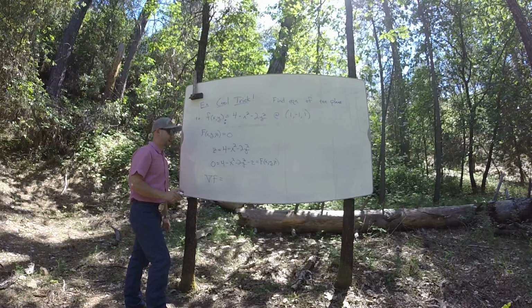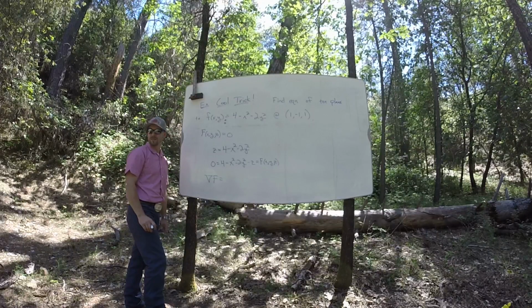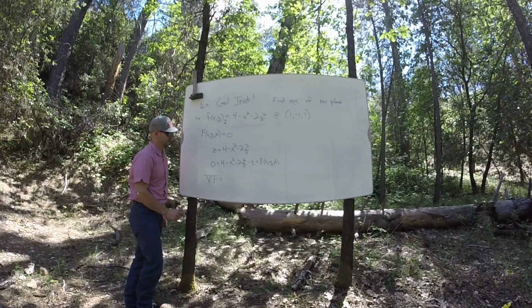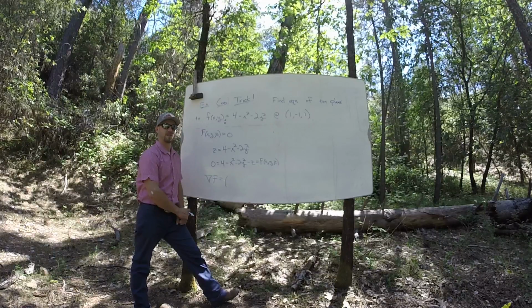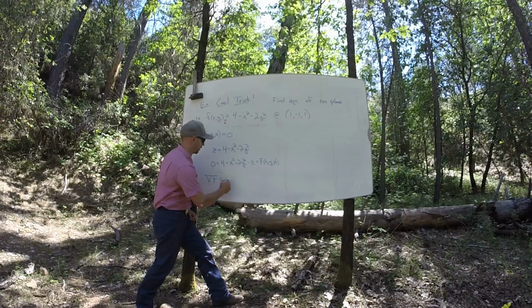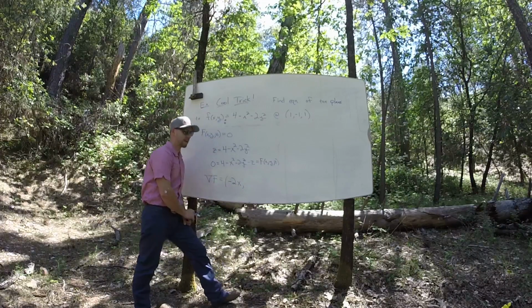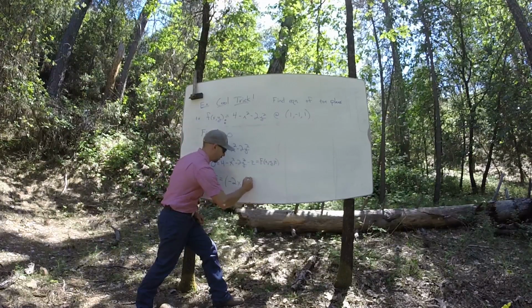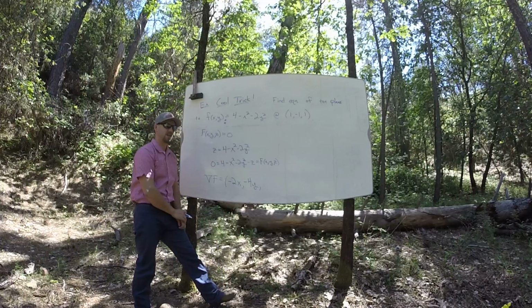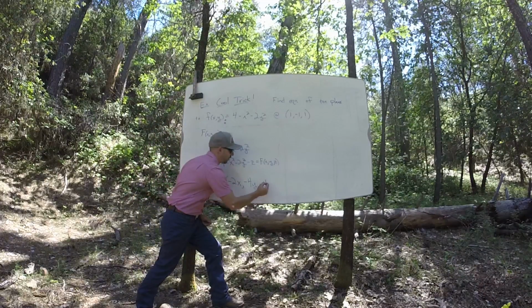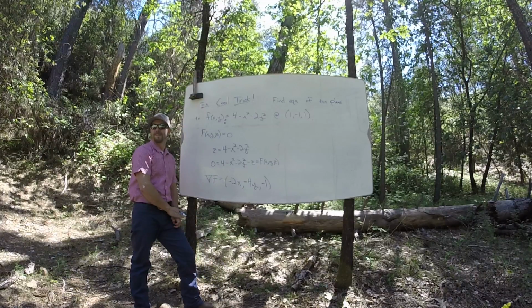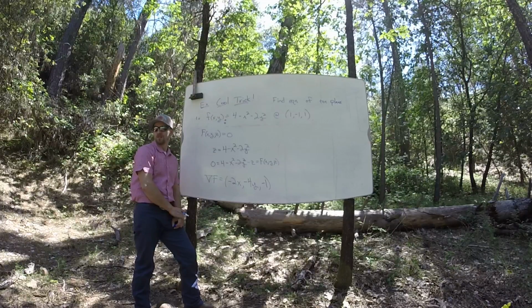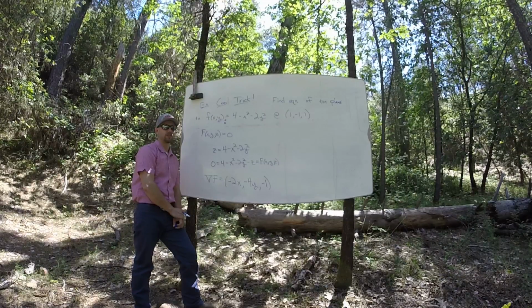So what's the gradient of your capital F function now? Fx, Fy, Fz. So what's Fx? Fx is negative 2x. Fy is negative 4y. And Fz is negative 1. Okay, so what do I know about the gradient vector? It's perpendicular to the level surface, right?